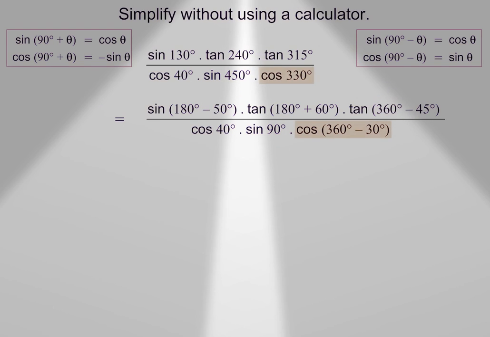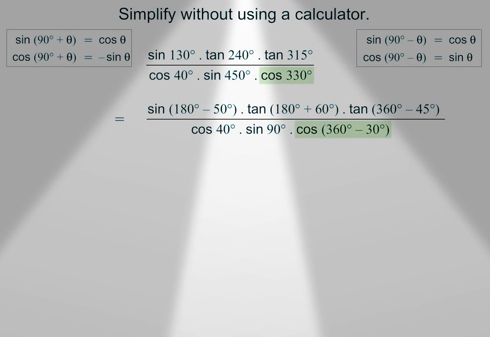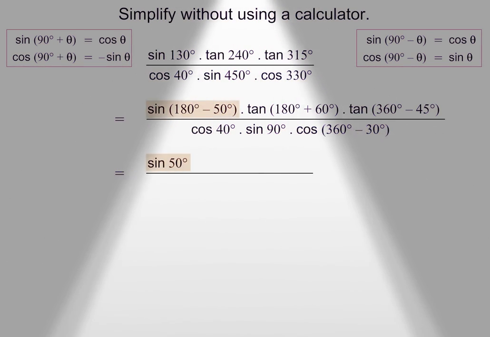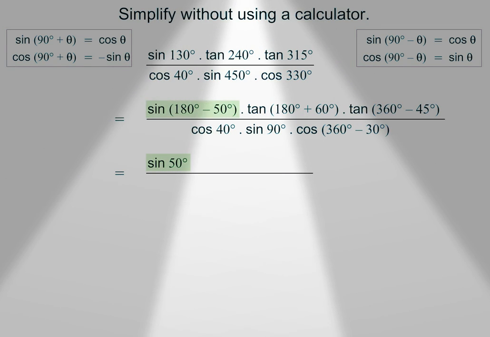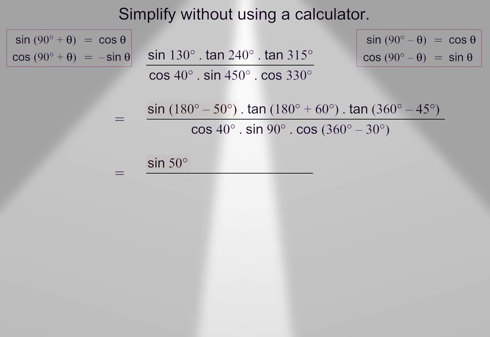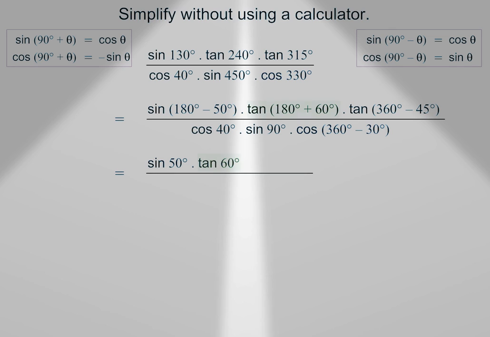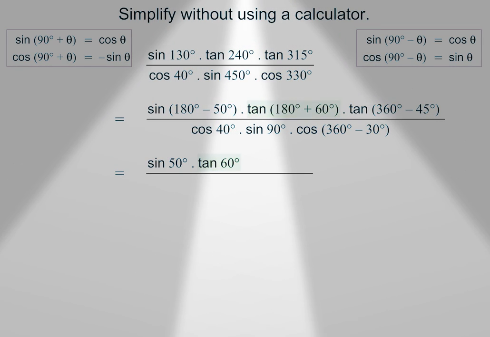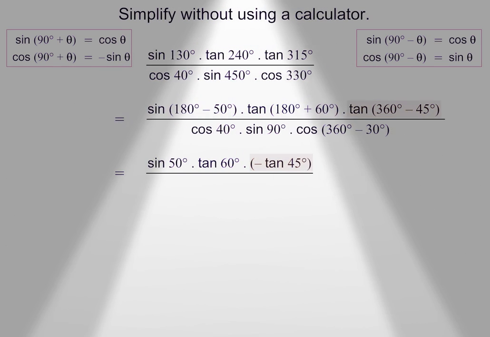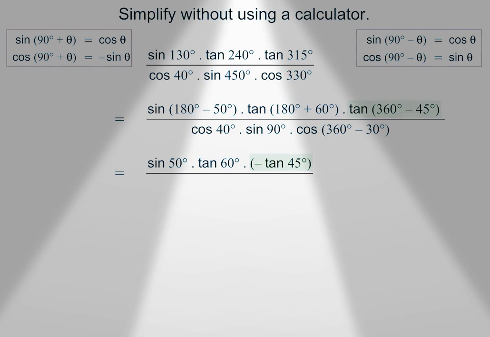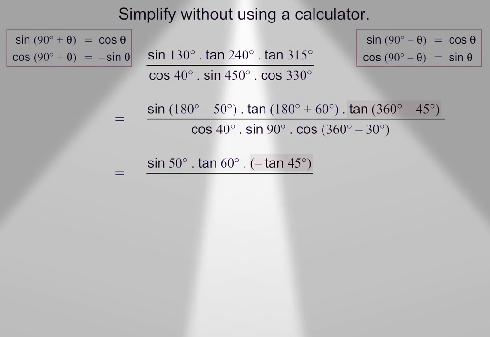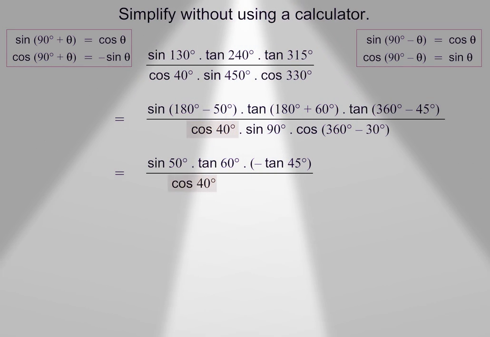We are now ready to apply the reduction formulae. Sin 180 minus 50 degrees reduces to sin 50 degrees. Tan 180 degrees plus 60 degrees reduces to tan 60 degrees. Tan 360 minus 45 degrees reduces to minus tan 45 degrees. Again, we leave cos 40 degrees as it is.